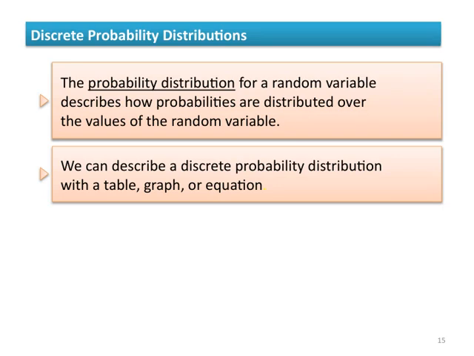Let's talk about discrete probability distributions. Essentially, this is about understanding how the probabilities are spread out over the possible values of a random variable. In other words, it shows us how likely each outcome is. We can describe these distributions in different ways, using a table, a graph, or even an equation. Each method helps us see the probabilities clearly and understand the behavior of the random variable. This is a fundamental concept because it gives us a complete picture of the chances associated with different outcomes, which ties back to our overall goal of understanding uncertainty and variability in data.